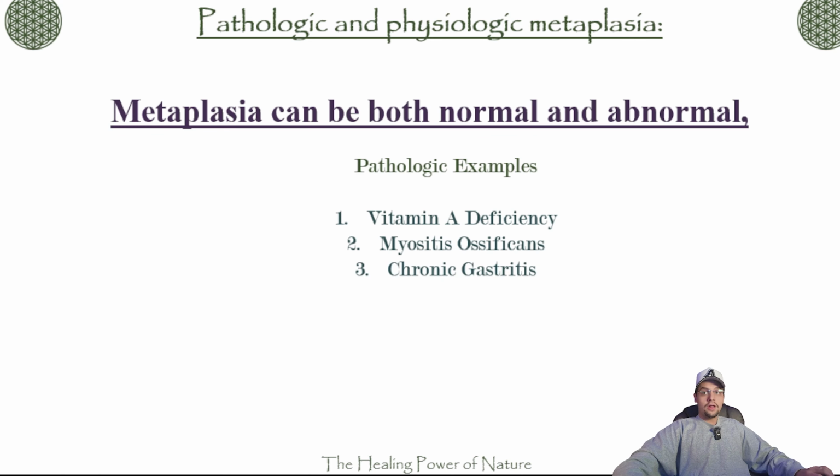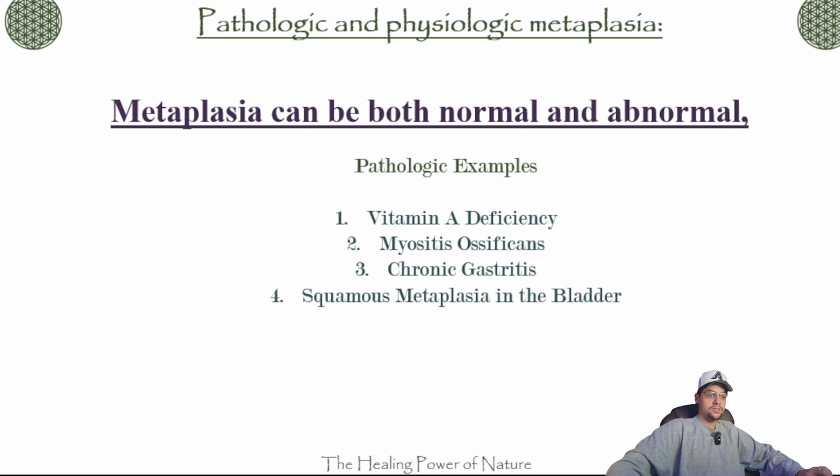All right. Third, chronic gastritis. Persistent H. pylori infection causes gastric epithelium to undergo intestinal metaplasia, increasing the risk of gastric adenocarcinoma. Okay. Squamous metaplasia in the bladder. Chronic irritation, such as with long-term catheter use or infection, can cause replacement of transitional epithelium with squamous epithelium. This carries a risk of squamous cell carcinoma.